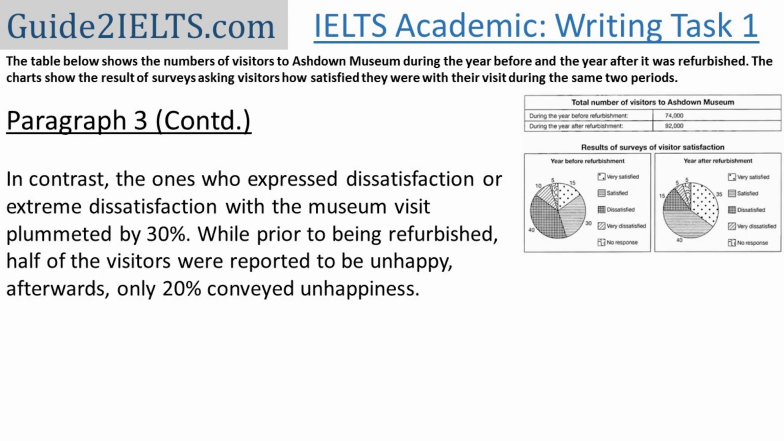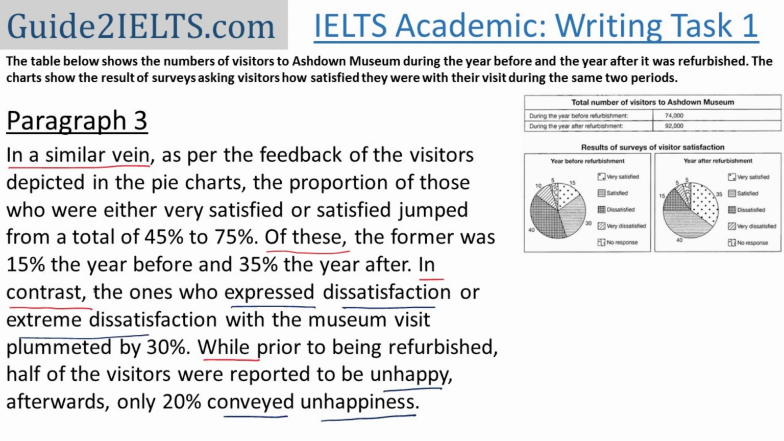So the next sentence will be: in contrast, the ones who expressed dissatisfaction or extreme dissatisfaction with the museum visit plummeted by 30%. While prior to being refurbished, half of the visitors were reported to be unhappy, afterwards only 20% conveyed unhappiness. Notice a few things in these sentences. Transition phrases such as in a similar vein, in contrast. The changes I have made to words such as changing dissatisfied to dissatisfaction and very dissatisfied to extreme dissatisfaction. And also introduction of words happy, happiness, unhappy, and unhappiness.